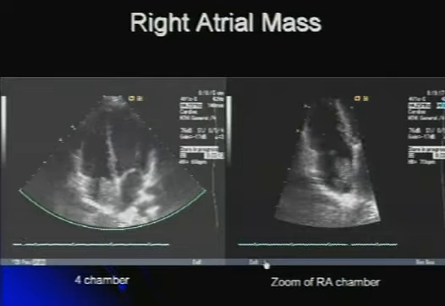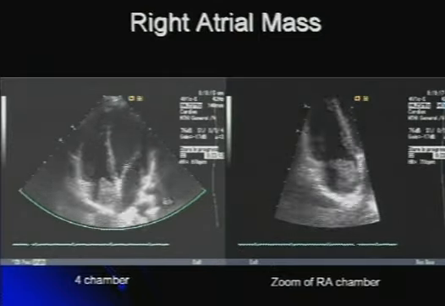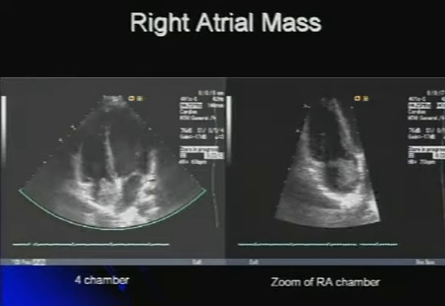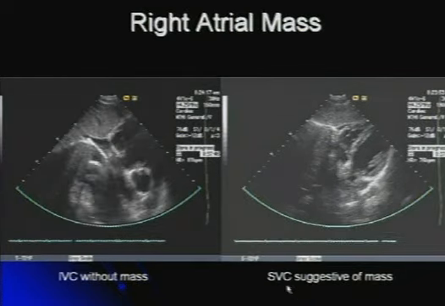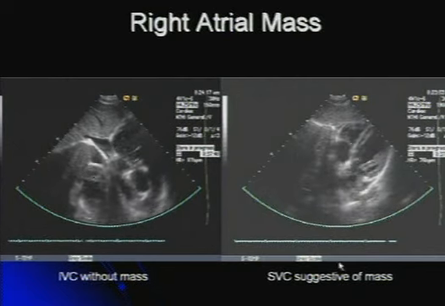This is a patient who was presenting with heart failure symptoms and was noted to have a right atrial mass on echocardiography with some mobile components, as we can see here. When they looked on echocardiography at the IVC, which is relatively free of disease, they would only get a hint of the SVC, but the mass appeared to be originating from the SVC.